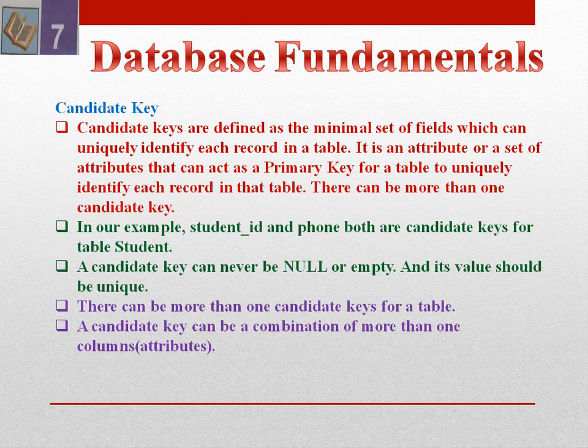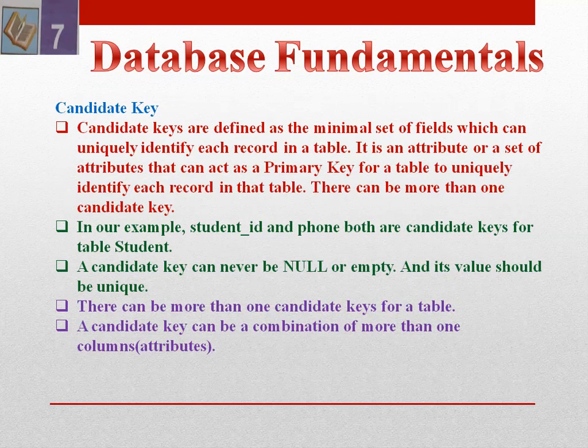A candidate key can never be null or empty, and its value should be unique. There can be more than one candidate key for a table. A candidate key cannot be a combination of more than one column or attribute. So a candidate key that can act as a primary key field in a table to uniquely identify each record, but is not chosen as a primary key, is known as candidate or alternate key.